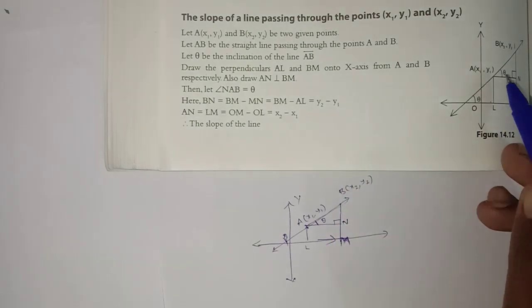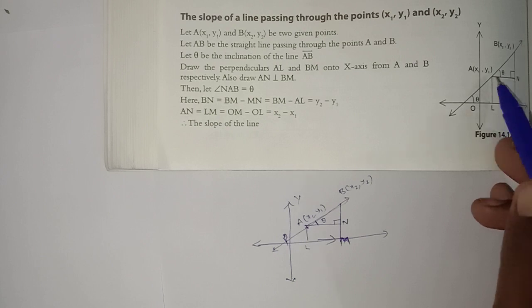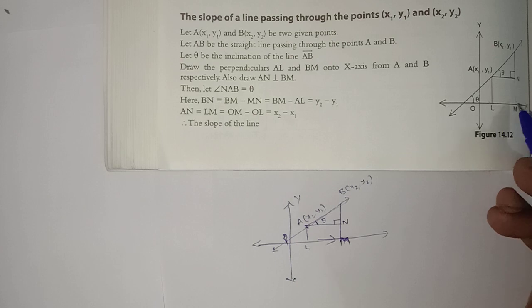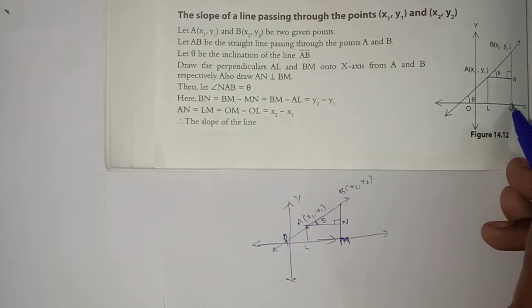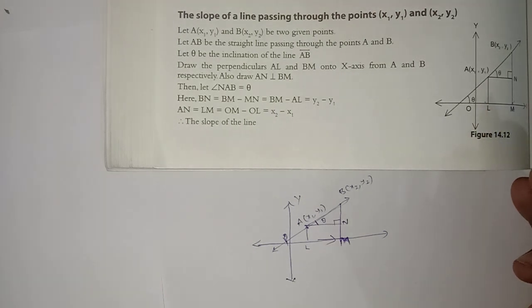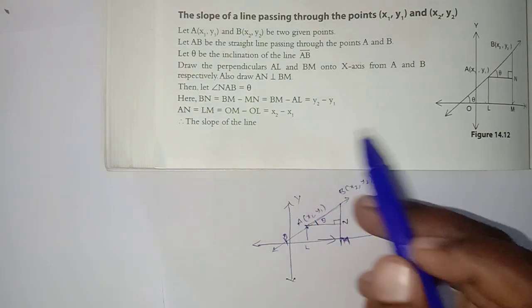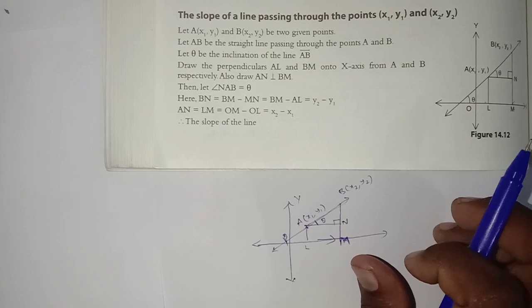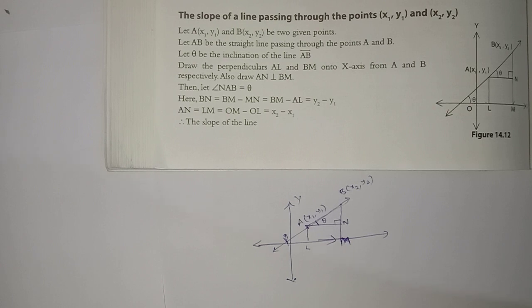Then find the AN value. How do we get AN? AN is nothing but LM. How do you get LM? OM minus OL part, remove it, you get LM. It is nothing but x2 minus x1. Then we have the definition of the slope of the line. According to the definition, we will derive the equation.